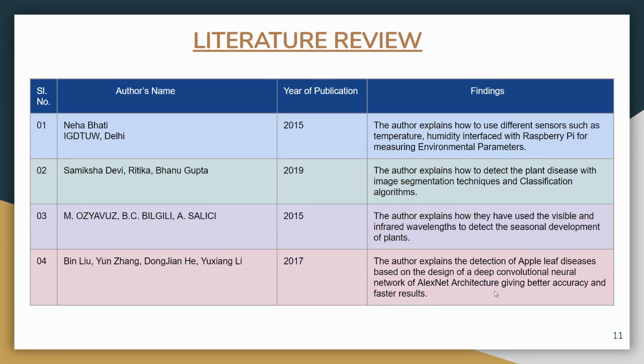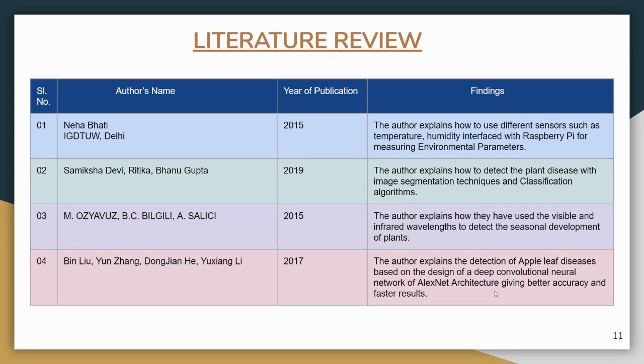Next, we introduce the literature review that we have performed. Here we have considered four papers. In the first paper, the author explains how to use different sensor modules such as temperature, humidity, etc., interfaced with Raspberry Pi for measuring different environmental parameters.